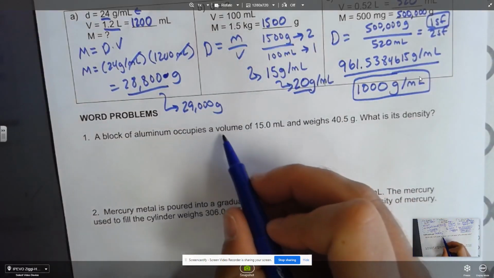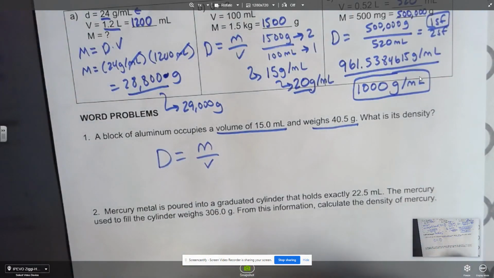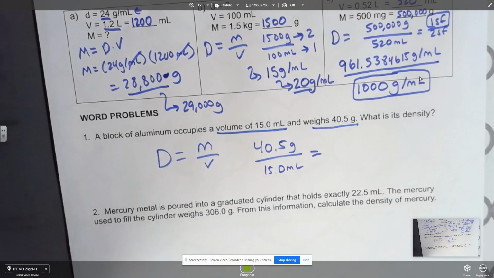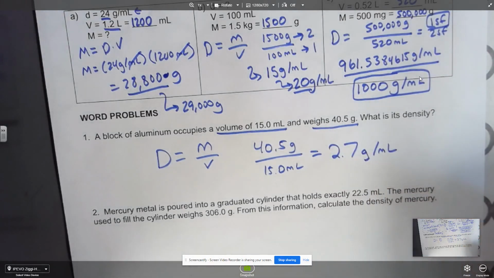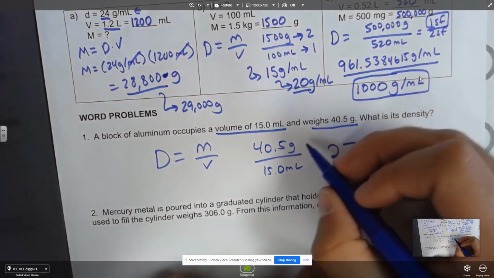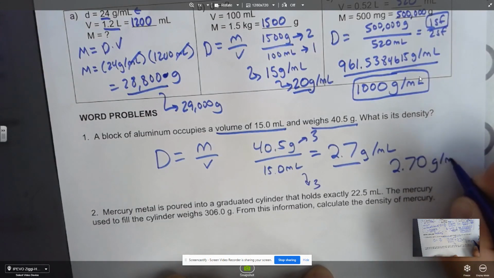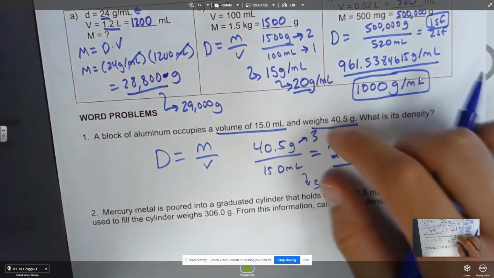A block of aluminum occupies a volume of 15 milliliters and weighs 40.5 grams. What's its density? Density equals mass over volume. Okay, 40.5 grams, 15.0 milliliters. Okay, that's mass and that's volume. 40.5 divided by 15.0, you get 2.7 grams per milliliter. Okay, which is true. That's actually the correct value for the density of aluminum, which we looked at earlier. But the thing is, this has 3 sig figs. This has 3 sig figs. This only has 2. So you're going to need to report this answer like this. Right? That's just the way to do it. That is 3 sig figs. That is 2. You need to report it to 3 because they both have 3.